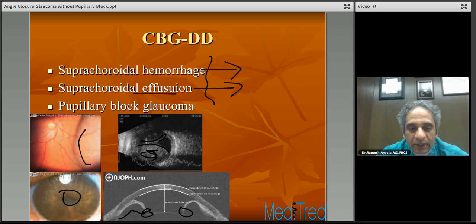In this situation, you can see that the depth of the anterior chamber centrally is maintained, whereas in malignant glaucoma, the entire lens iris diaphragm is pushed anteriorly like this. Okay, so the entire chamber, both centrally and peripherally, is very shallow in malignant glaucoma, whereas in pupillary block mechanism, centrally the anterior chamber is still deep.